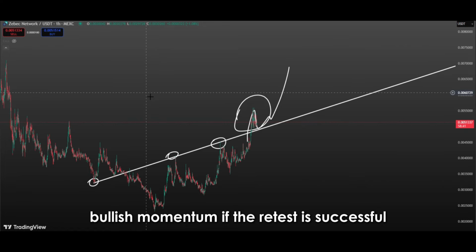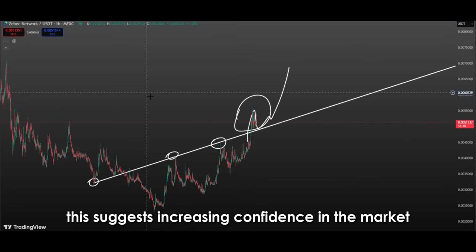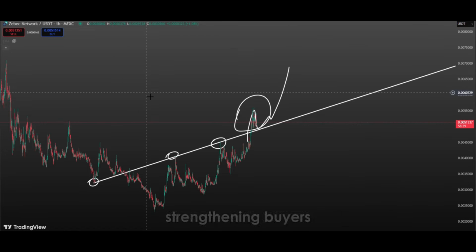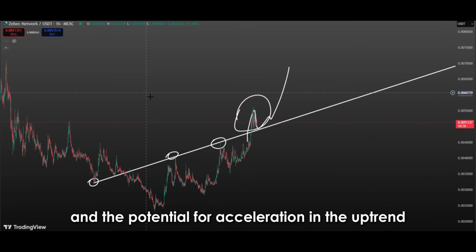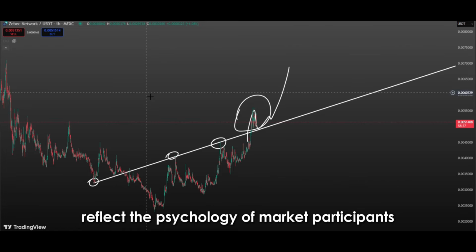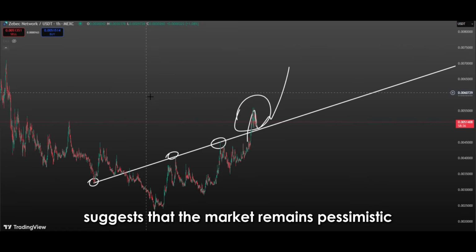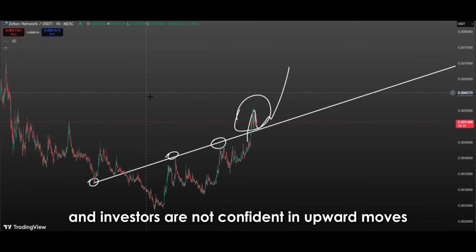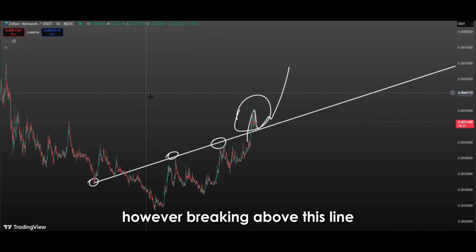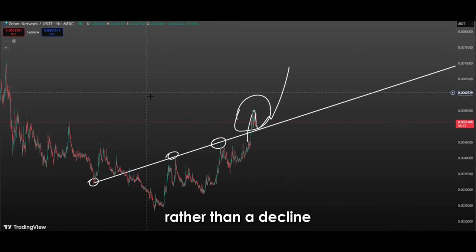If the retest is successful, meaning the price bounces off the trend line and resumes its upward movement, this suggests increasing confidence in the market, strengthening buyers, and the potential for acceleration in the uptrend. Trend lines in technical analysis reflect the psychology of market participants. A price trading below a descending trend line suggests that the market remains pessimistic and investors are not confident in upward moves. However, breaking above this line reflects a paradigm shift and a change in investor sentiment. The market is now pricing in an upward movement rather than a decline.